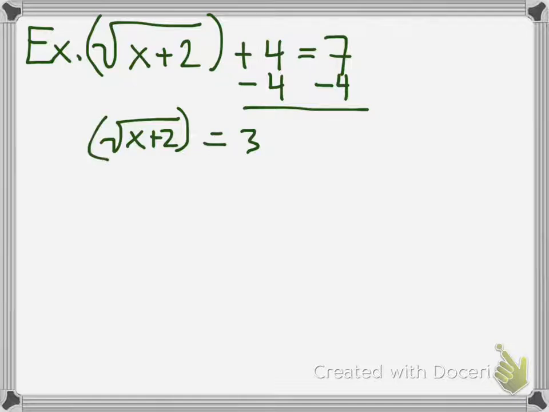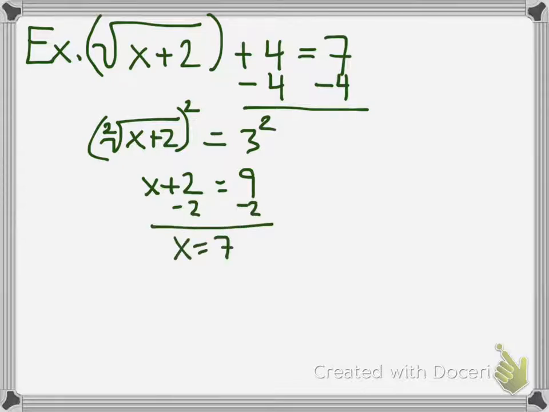How do I get rid of a square root? Well, the opposite of a square root is a square. So those two would cancel each other out, leaving me just the x plus 2. Now if I'm squaring on one side to get rid of the square root, I need to square on the other side. So 3 squared is 9, and then I can solve what's left: x plus 2 equals 9, subtract 2, and you get 7 for an answer.